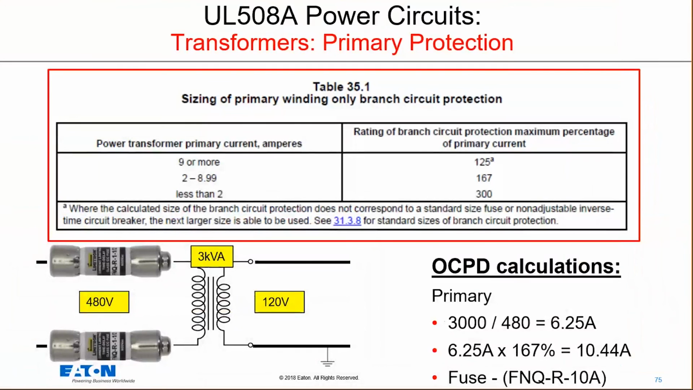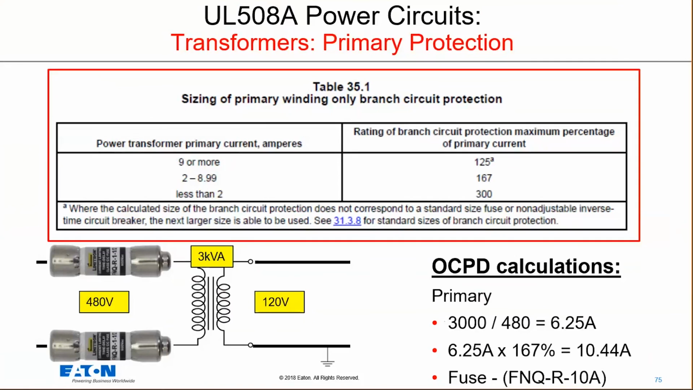So when we talk about how do we size up overcurrent protective devices for transformers, this is a nice little section I wanted to put in here so you're aware. So this has to do with primary winding only, or sizing overcurrent protection on the primary only. So we're looking at control transformers or smaller transformers on primary only. It's basically going to be sized at 167% in many cases. So in this particular case that we have on screen here, I've got a 3000 VA rated control transformer. I've got a 480 primary, 120 volt secondary.